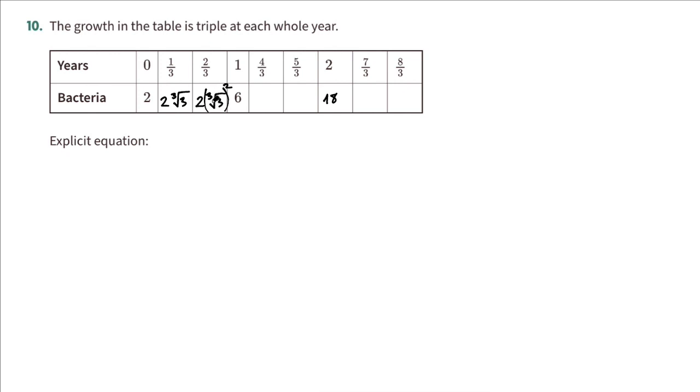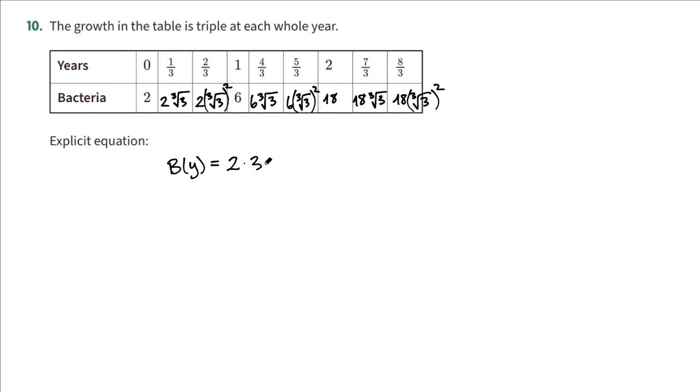And then if I multiply by another third root of 3, or cube root of 3, that puts me at the 6. Okay, and then I do that process again. 6 times the third root of 3. And then 6 times the third root of 3 squared. And then with the 18, do it again. 18 times the third root of 3, and 18 times the third root of 3 squared.